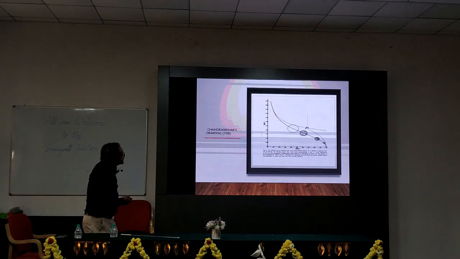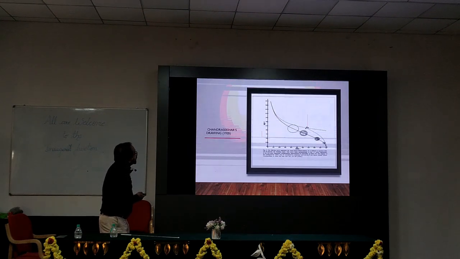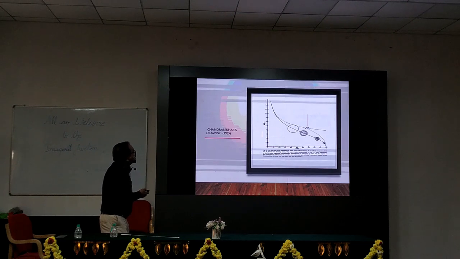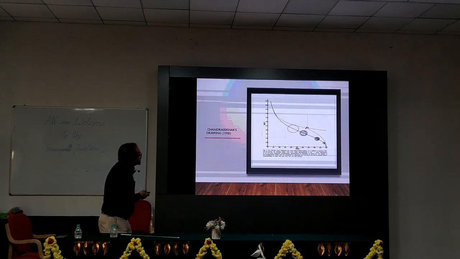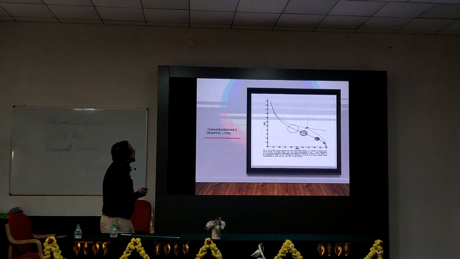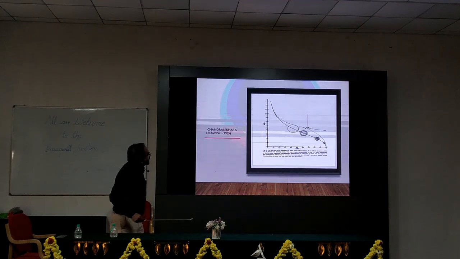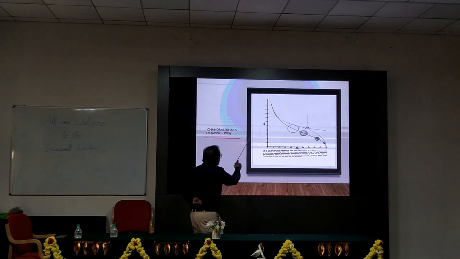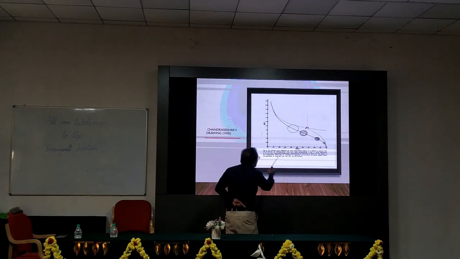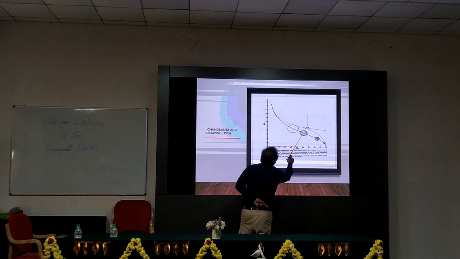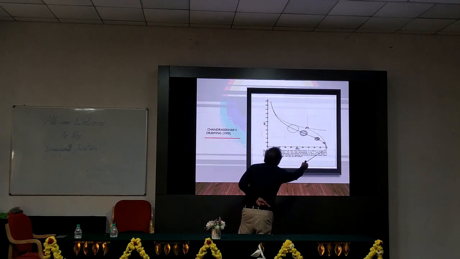This is an extract from his book. The book name is Stellar Structure, the name of the book he published in 1937 or so, I think. There he showed the diagram of the radius as a function of mass. The radius goes on decreasing like that and becomes 0.